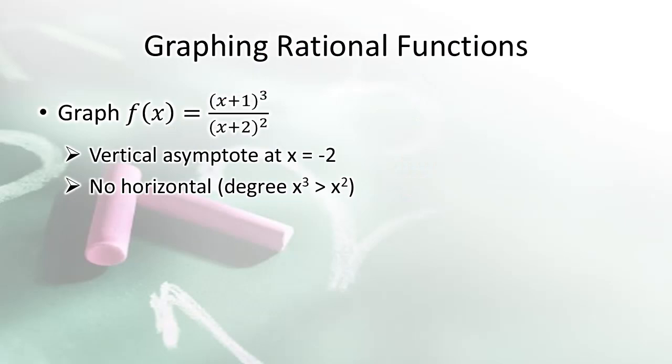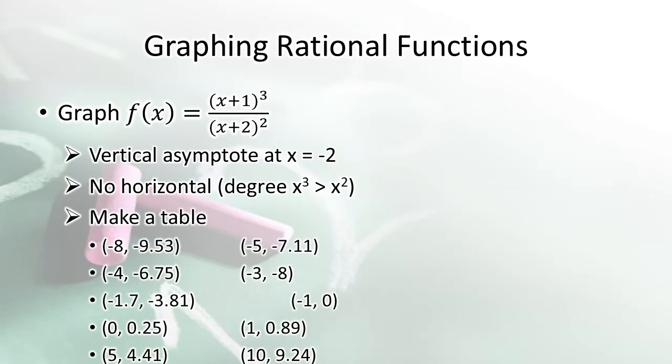Now, pause the video once again, plug in some values for x, find out what your corresponding values of y are, draw your graph, and then come back and we'll see if you have the same answer. These are the points that I chose when I was making my graph. I used -8 and got -9.53, a -5, -7.11, and so on. If we plot those various points, or the points that you chose, hopefully they still coincide with what our final graph is going to be.